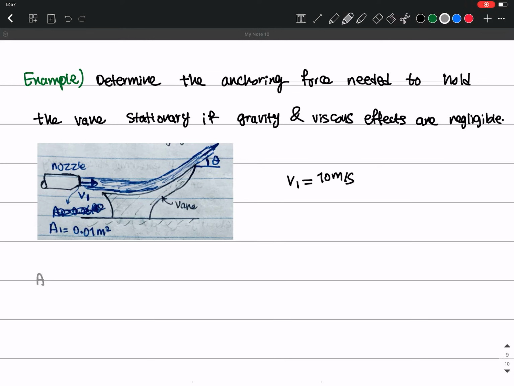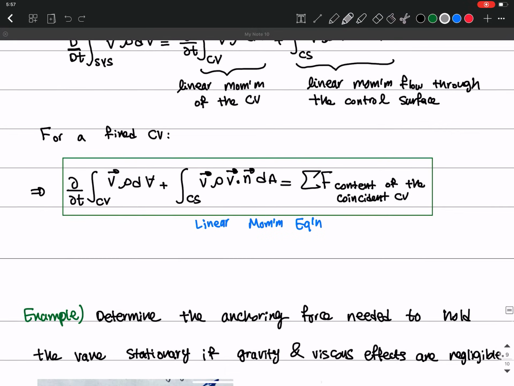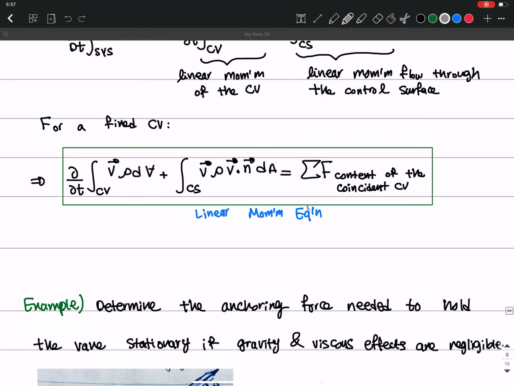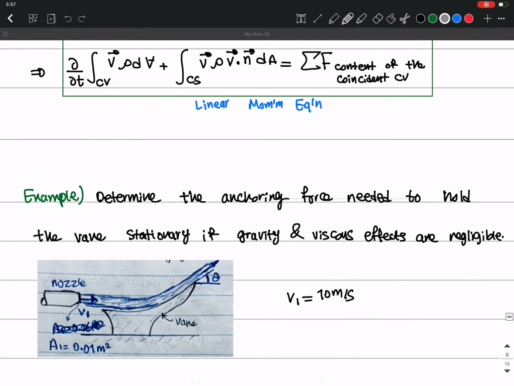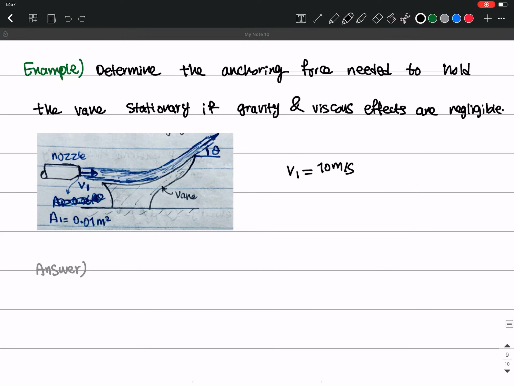Okay, so let's get started. We need to use the linear momentum equation. Okay, so I want to show you how you should approach this kind of problem, and how you should use this linear momentum equation. As you see here, we have a CV, a control volume, control surface, and also the sum of the forces that are the contents of the coincident CV. Okay, so let's see how we should use this. As you may guess, we first need to define a control volume for this problem. Okay, so this is the first thing that we need to do.